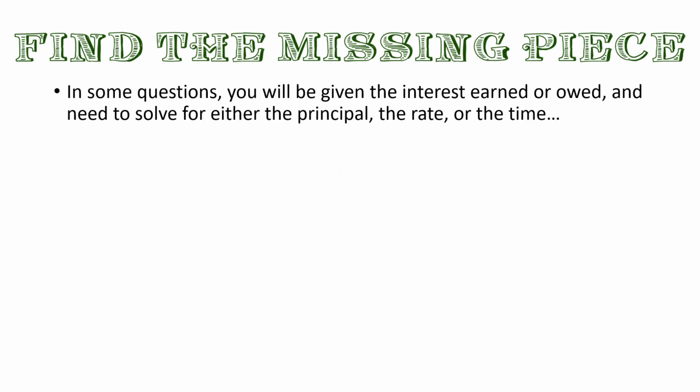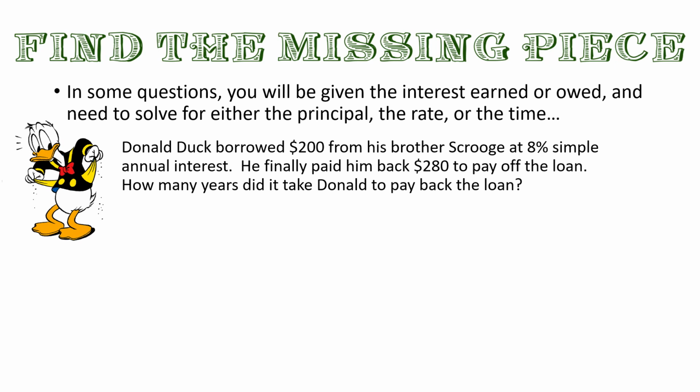So in this question, we're still solving for a missing piece. And remember, sometimes you're going to be given that interest earned or owed, and you need to solve for one of the other pieces. Donald Duck borrowed $200 from his brother Scrooge at 8% simple annual interest. He finally paid him back $280 to pay off the loan. How many years did it take to pay back the loan?